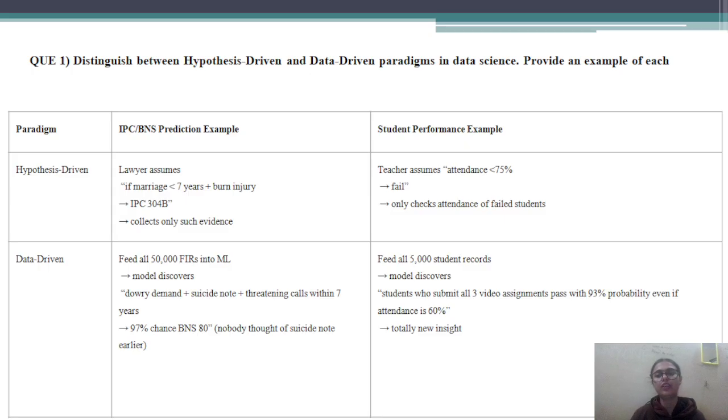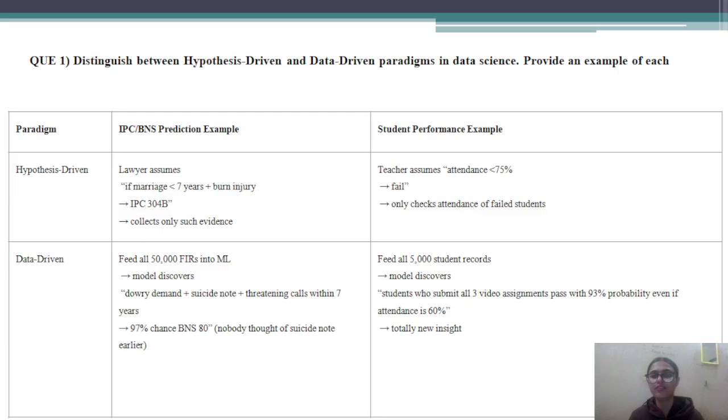So here, instead of assuming anything, we feed all the 50,000 FIR records into a machine learning model. Then the model automatically discovers a hidden pattern, such as if dowry demand plus suicide note plus threatening calls occur within 7 years of marriage, then there is a 97% chance that BNS section 80 will be applied. So this insight was not assumed earlier by anyone and it came purely from the data. This is the true power of the data driven approach.